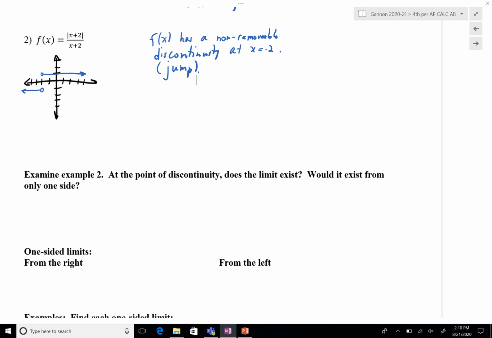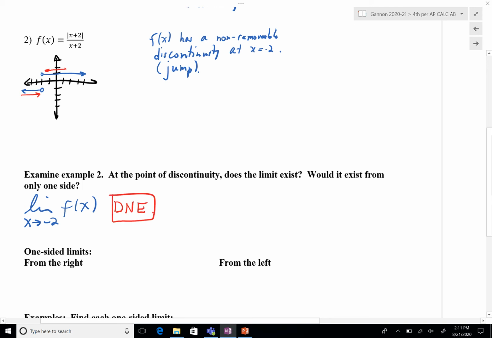If we were going to look at, does the limit as x approaches negative 2 of f of x exist, we would need the function to approach the same value from the left and from the right. Well, in the graph above, as we approach negative 2 from the left, we're approaching a value of negative 1. And as we approach negative 2 from the right, we are approaching a value of positive 1. So those values are not the same, meaning the limit as x approaches negative 2 of f of x does not exist.